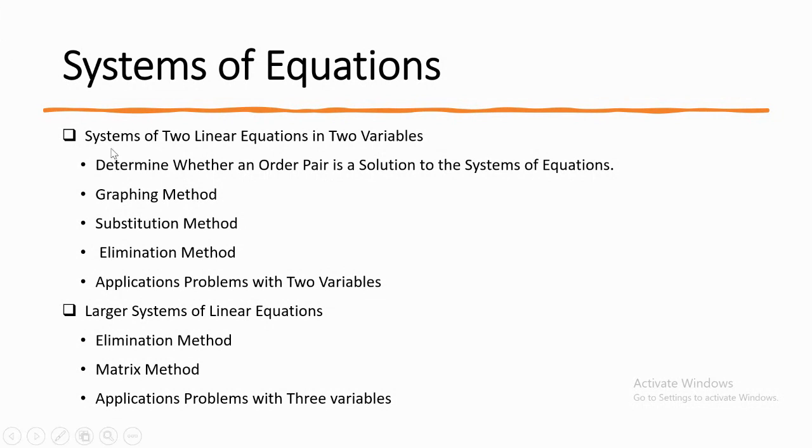Okay, the first thing we're going to go over is systems of two linear equations in two variables. Determine whether an ordered pair is a solution to the system of equations. Then we're going to solve the systems by graphing, substitution, and the elimination method. Then we're going to see how we use it in real life. After that, we're going to be doing larger systems of equations, and then solving by the elimination method, matrix method, and also how we apply it in real life. Okay?